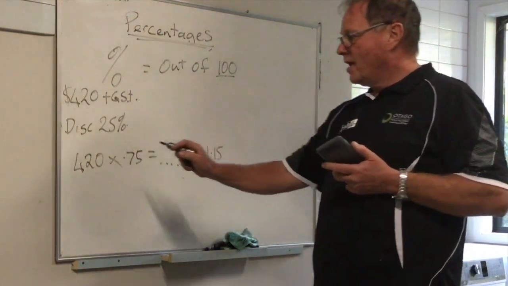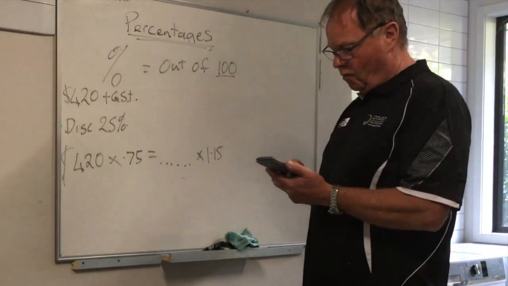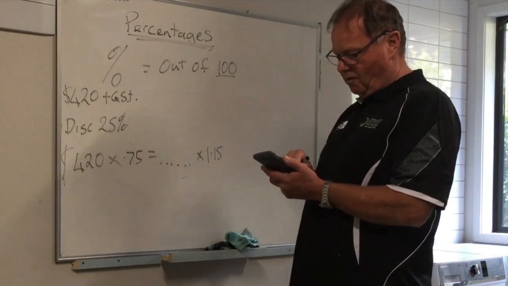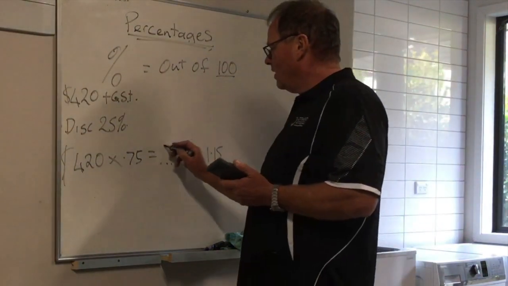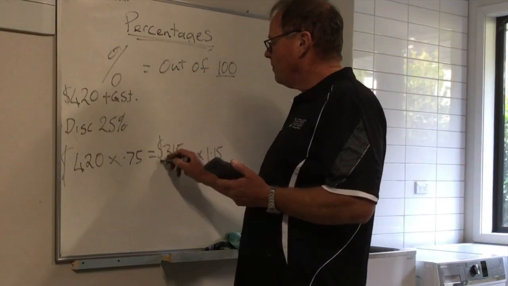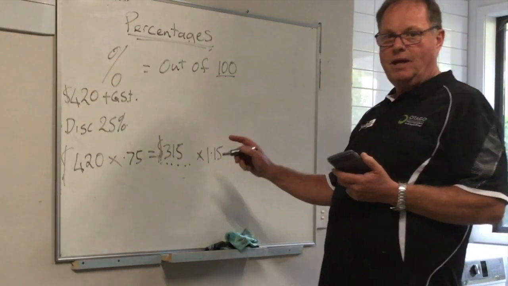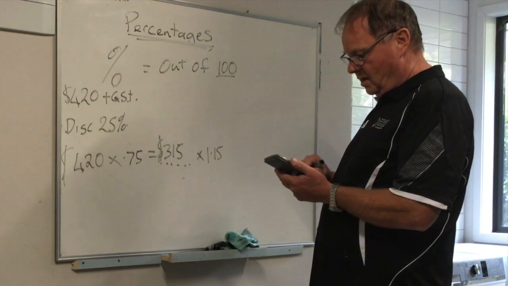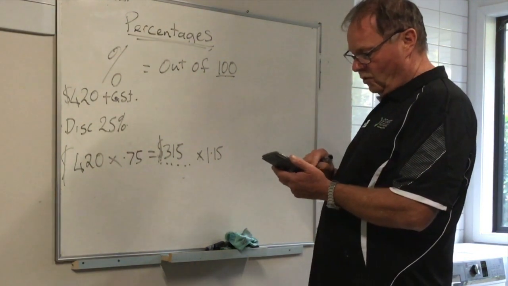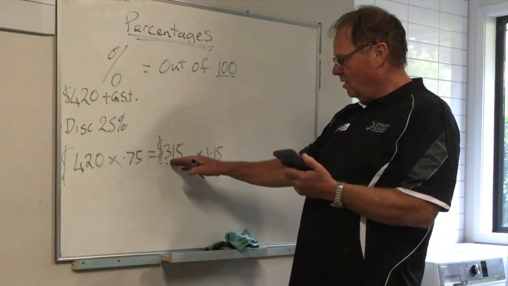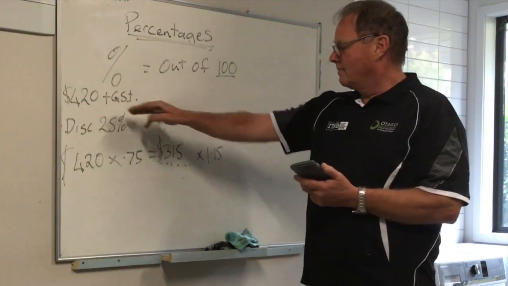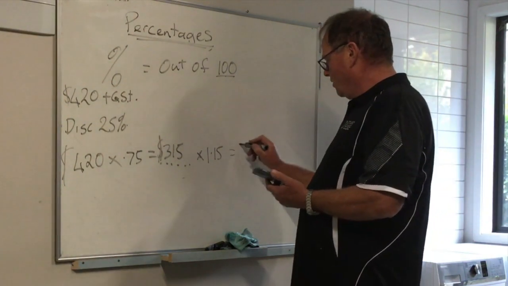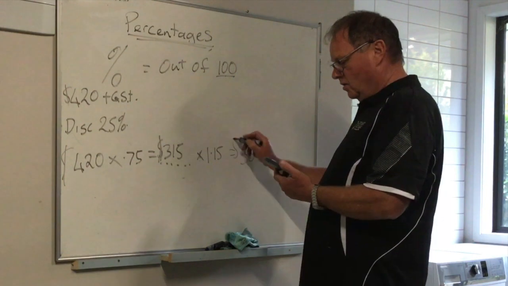So if we work through that, $420 times 0.75 equals, we're down to $315. Then we've got to give the government their bit, the GST, we've got no qualms about that. So now we've got 315 times 1.15, itself plus the GST, 1.15 equals $362.25.